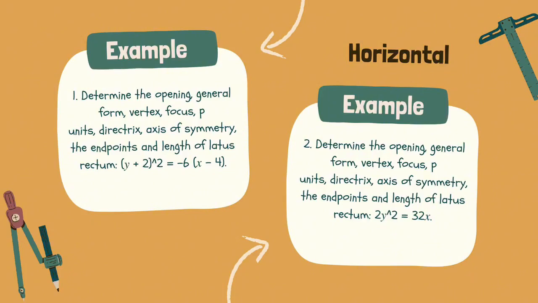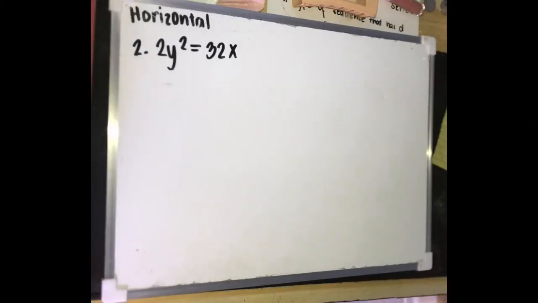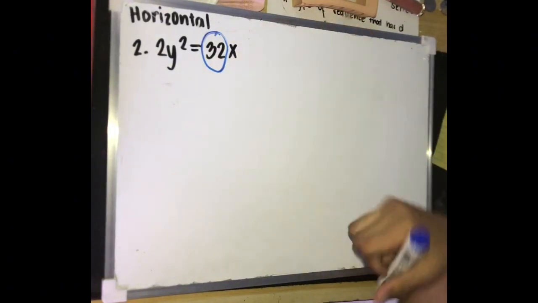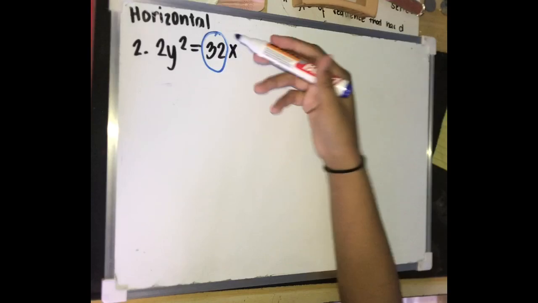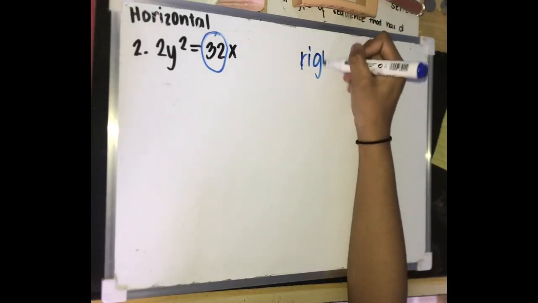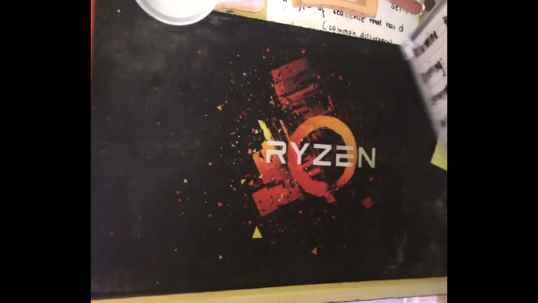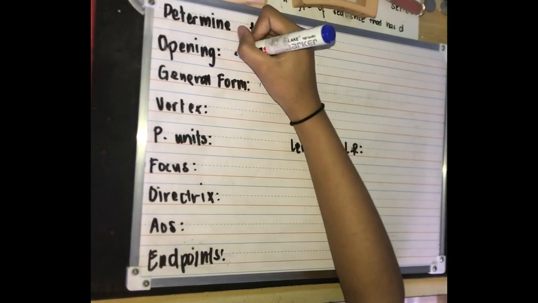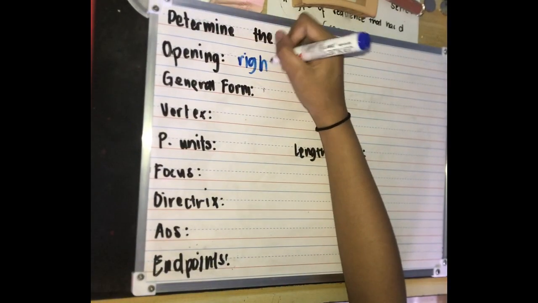So, by using the equations below. So, let's solve the following examples. We have example number 2. So, we have to determine if it opens to the left or to the right. So, basically, this part is our 4p. And the 4p is positive. So, basically, this is to the right. So, it opens to the right.